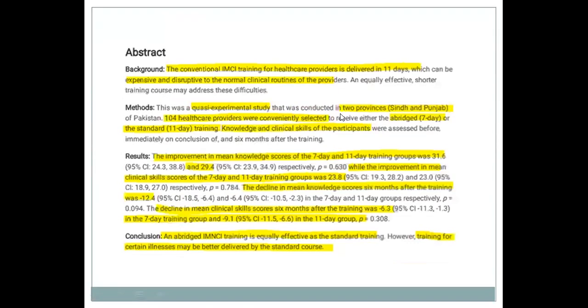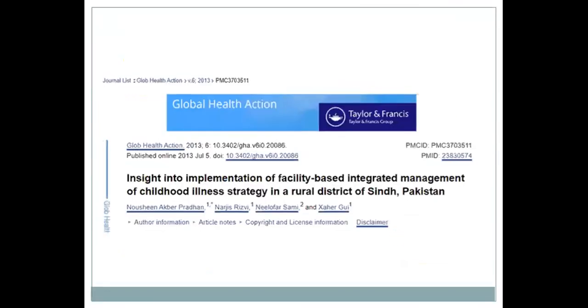Also, there is evaluation of conventional IMNCI training for healthcare workers in 11 days. This is also an experimental study comparing the training course between the standard or average course presented by WHO. The average course is actually a 7-day course and the standard is 11-day training. This study found that the average course, the 7-day course, is equally effective as the standard training; however, training for certain illnesses may be better delivered by the standard course.